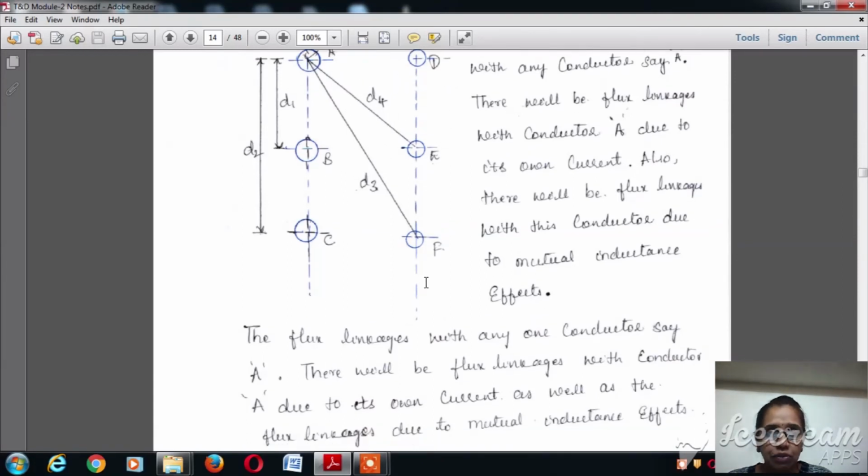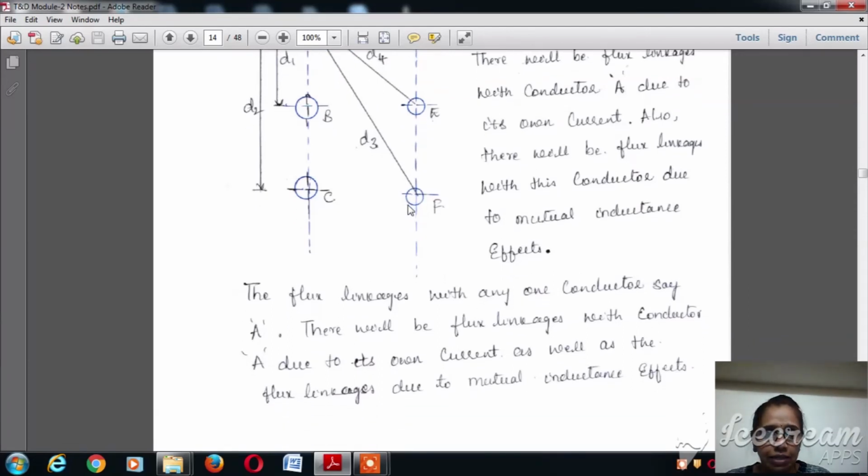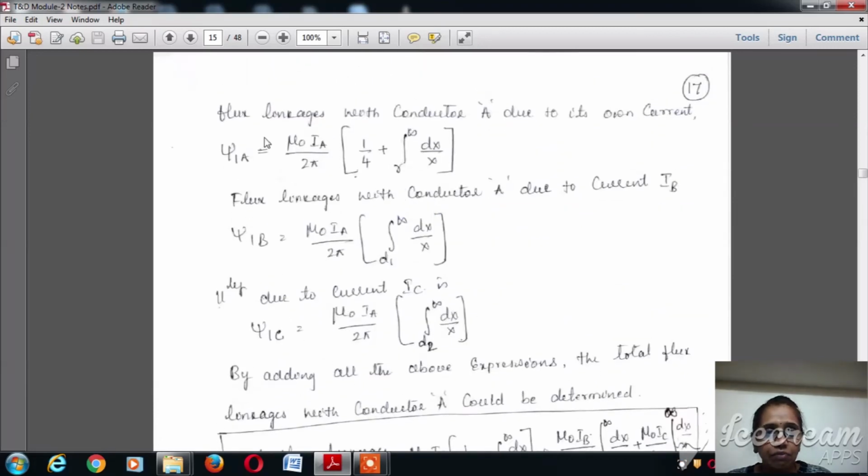Now the flux linkages with any one conductor, say conductor A, there will be the flux linkages with the conductor A due to its own current, as well as flux linkages that exist because of the current in the other conductors also. That is the mutual inductance effect. Now the flux linkages with the conductor A due to its own current is psi 1A, which is equal to mu naught into Ia divided by 2 pi multiplied by 1 by 4 plus the integral of r to infinity dx divided by x.